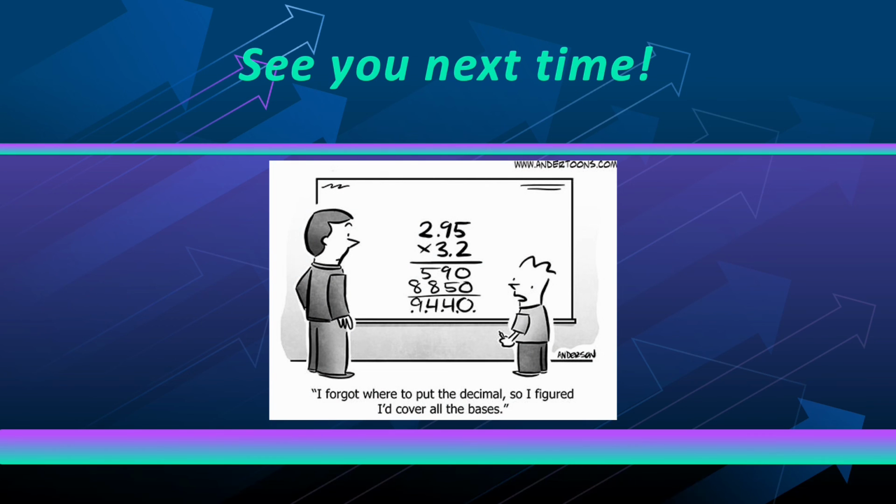Hopefully you've seen that this unit is all about students using models, estimation, and place value to reason through the size of the decimal numbers and explore the patterns with place value to find products of decimals.